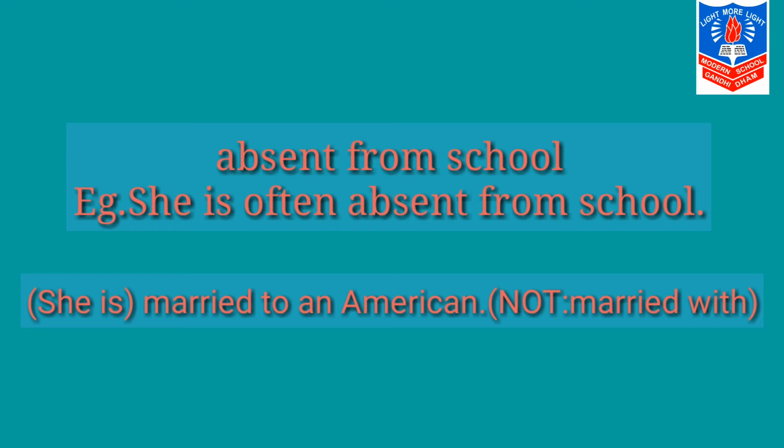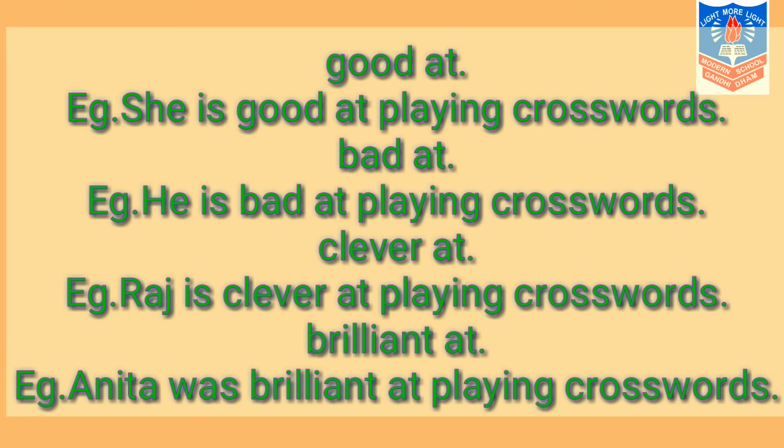Next one is given: she is married to an American, not married with an American. We will not say married with an American. Instead of that, we will say she is married to an American. Now, my next sentence is about good at crossword, bad at crossword, clever at crossword, or brilliant at crossword.